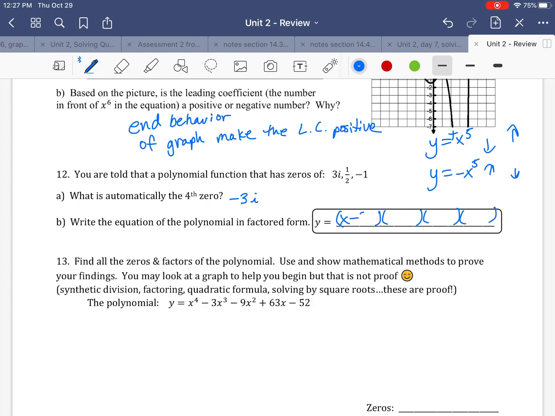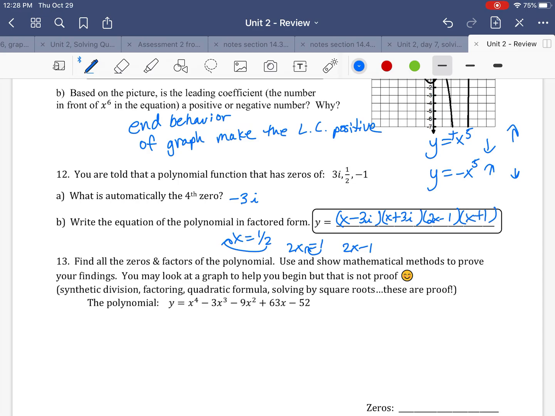So you'd have x minus 3i and x plus 3i. For the 1/2, remember you have x equals 1/2, so that would be a 2x equals 1, so that 1 would be over here, so it would be 2x minus 1 for your factor. And the -1 would become x plus 1.